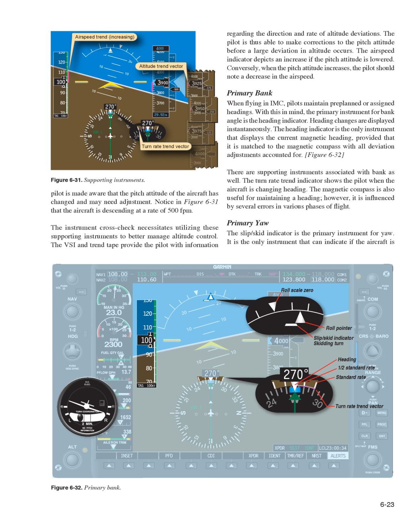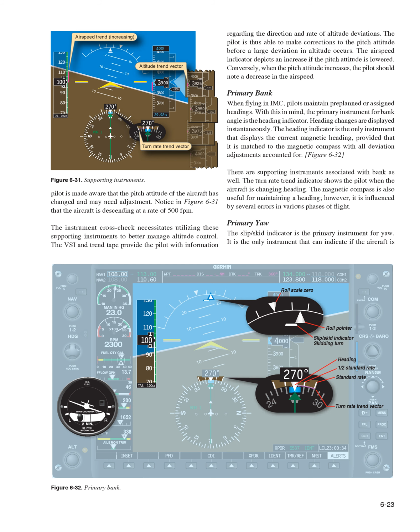Figure 6-32, there are supporting instruments associated with bank as well. The turn rate trend indicator shows the pilot when the aircraft is changing heading. The magnetic compass is also useful for maintaining a heading, however, it is influenced by several errors in various phases of flight. Primary yaw: the slip/skid indicator is the primary instrument for yaw.